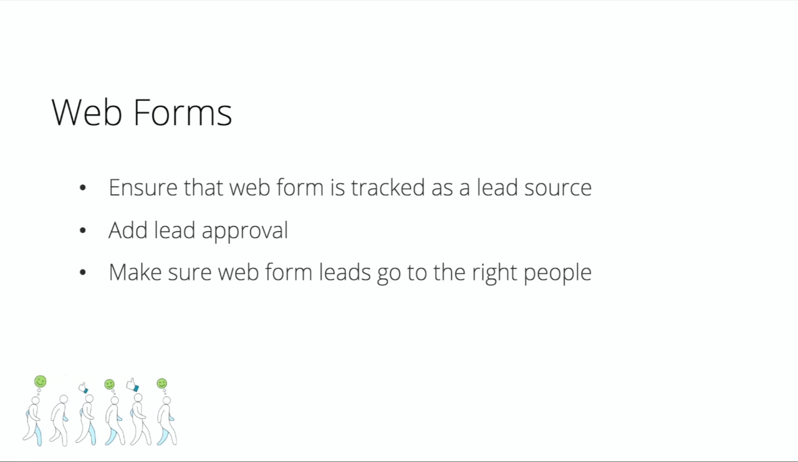And then finally, make sure that your web form leads go to the right people. When you're setting up the web form, it asks who's going to be the owner of this lead. You can, by default, make it a specific user, or you can set up a lead assignment rule if you like. This basically lets you make sure that your web form leads are going to the right place. Instead of them all coming to you and then you having to take the time to manually assign them out, you can have them go to the sales rep that it needs to go to right away.